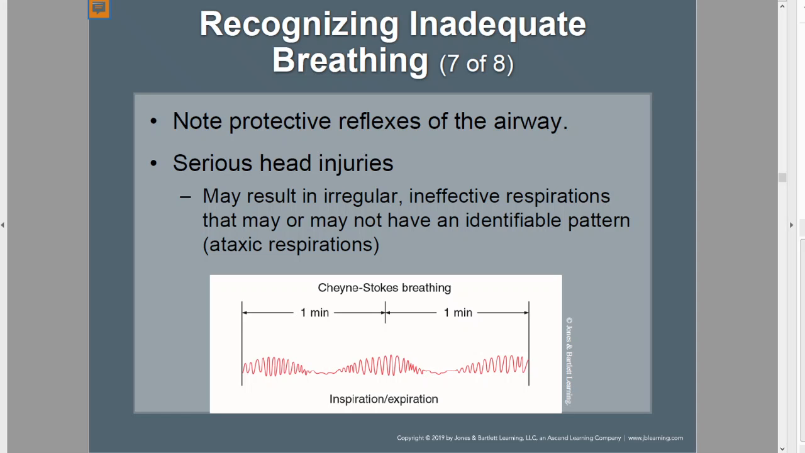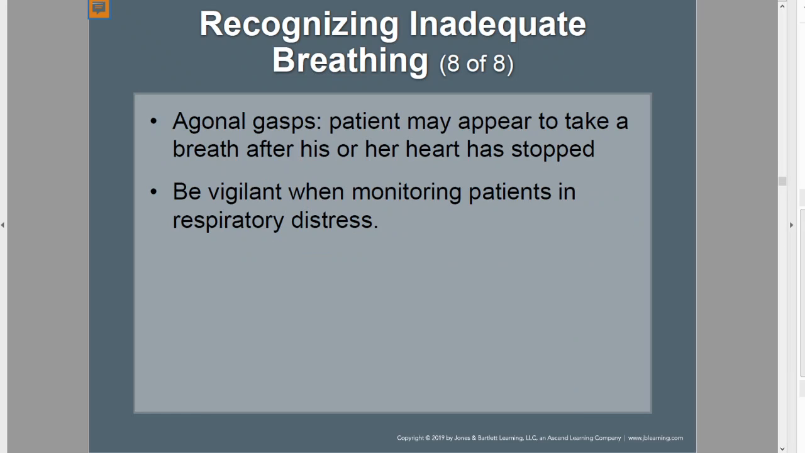So note table 11.5 in your book. Serious head injuries may also cause changes in the normal respiratory rate and pattern of breathing. Okay, and understand that respirations may or may not have a definable pattern. That's called ataxic respirations. Agonal gasp, we know what that is.